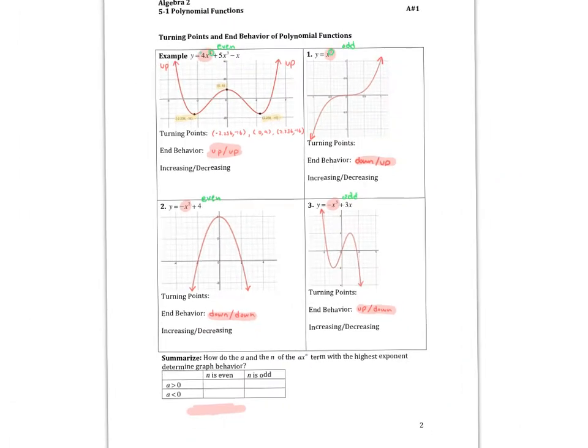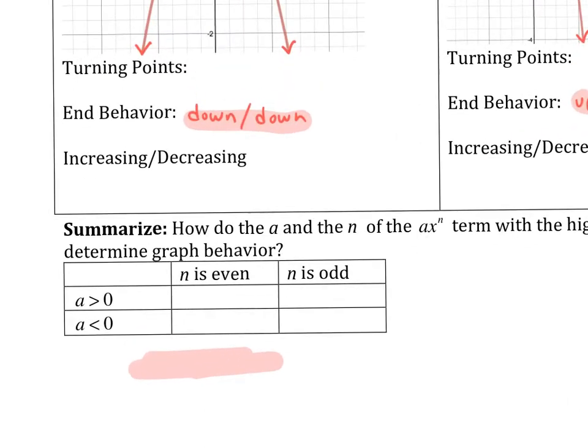So how do we analyze that? Remember, so here, this one matches, right? And this one alternates. So if n is even, it's going to match. It's going to be up, up, or down, down. But when a is greater than 0, that's positive, we have up, up. And when a is less than 0, that's negative, we have down, down.